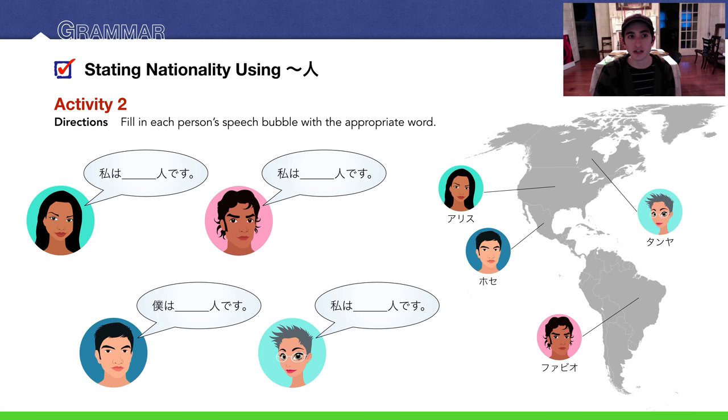Another activity. We're going to fill in each person's speech bubble with the appropriate word. So they're saying, I am a person from this country. We're going to look at the map to the right and determine what country they're from and then fill in their speech bubble. Pause the video right now if you want to try it on your own. I'm going to solve it myself right now.